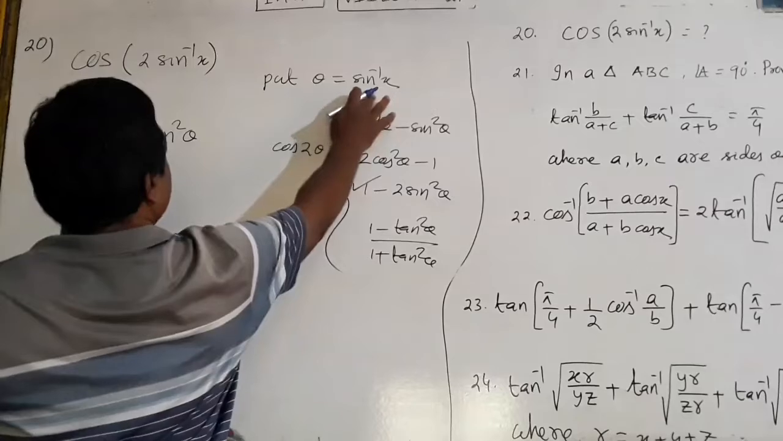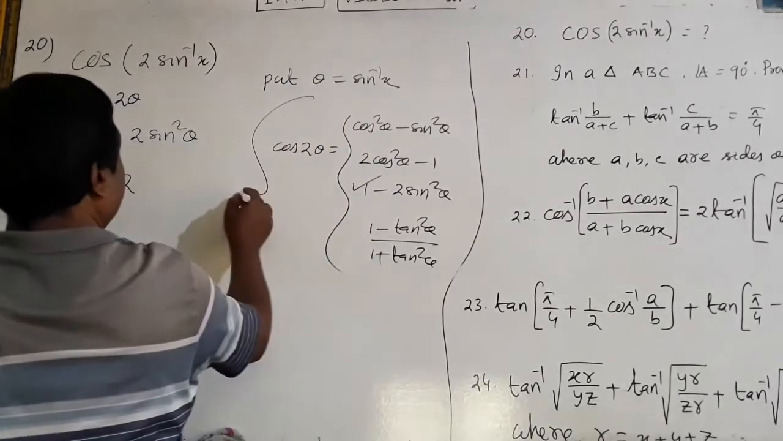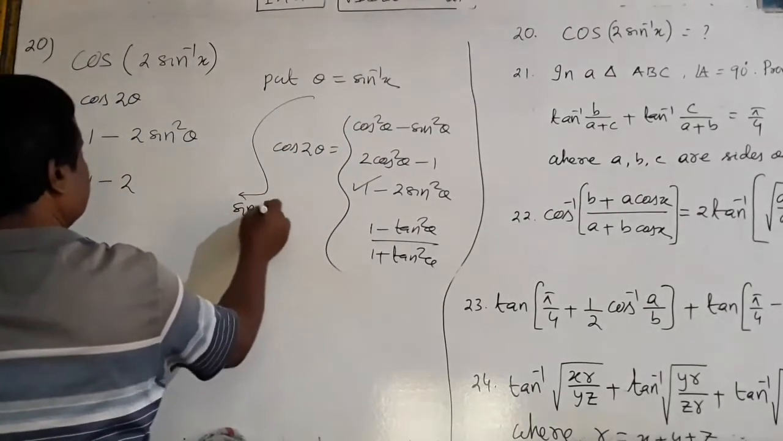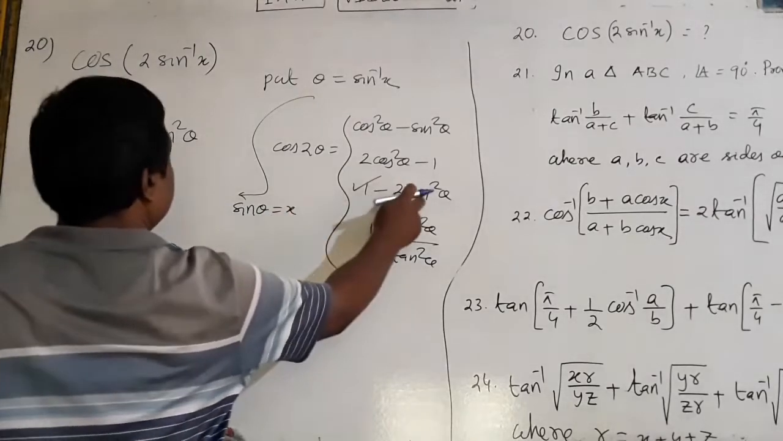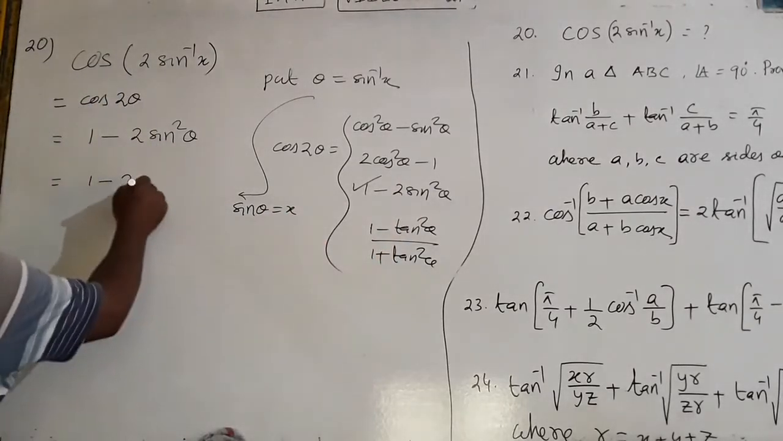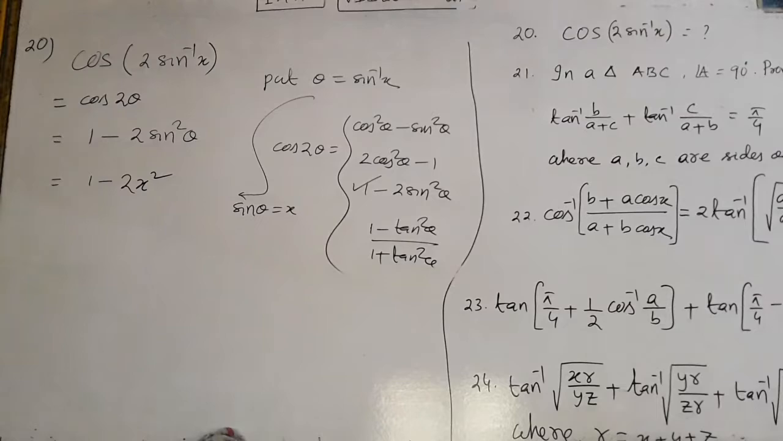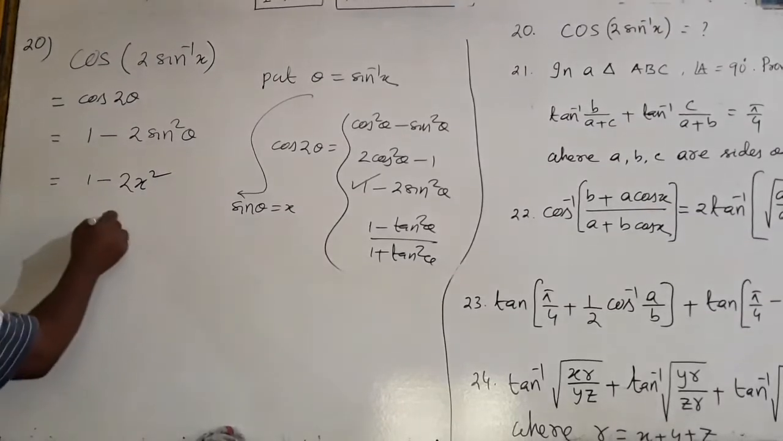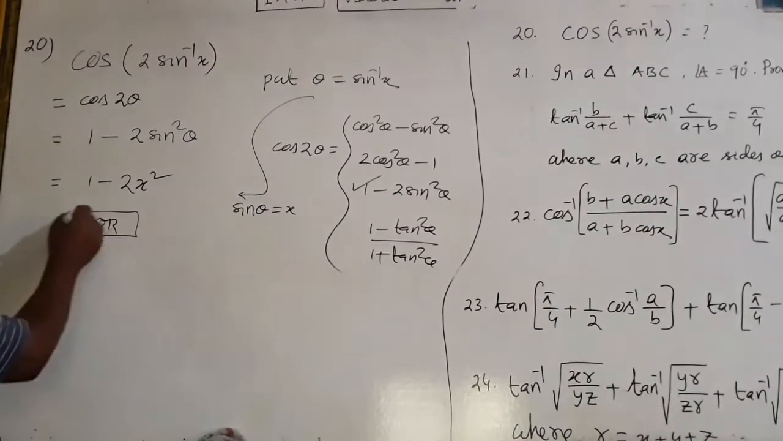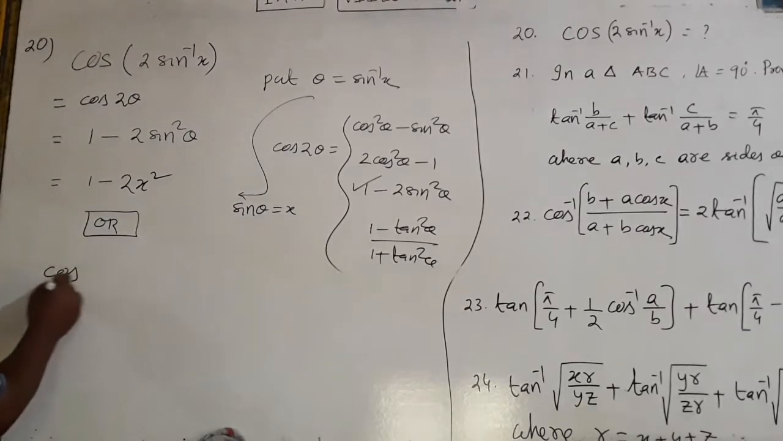If theta is equal to sin inverse x, then tell me what is sin theta? Naturally sin theta is x, so you should put this in the formula. It will be 1 minus 2x square. Or there is another method. You can do it directly by cos.